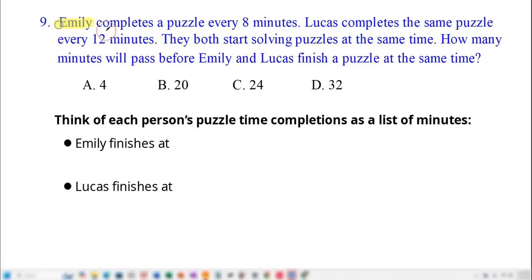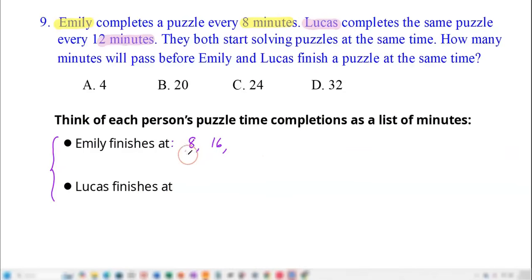Emily completes a puzzle every 8 minutes. Lucas completes a puzzle every 12 minutes. Now, I kind of started setting up the problem here. And I want you to think of each person's puzzle time completion as a list of numbers. So let's start with Emily. She starts and she completes a puzzle every 8 minutes. So the first time she completes a puzzle, 8 minutes have passed. Then she starts over and completes another puzzle. What's the total time passed now? Well, that would be 16 minutes. The total time just keeps going up by 8.